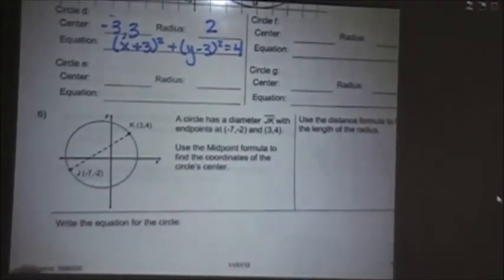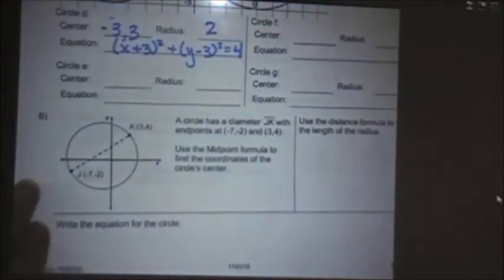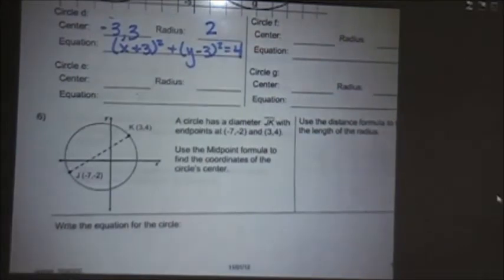When I get to problem number 6, they've given me a circle with a diameter of JK and the endpoints, but they didn't identify the center point for me. And it says use the midpoint formula to find the coordinates of the circle's center. One easy way to remember the midpoint formula is that it's just the average. The average of the x's and the average of the y's. Wouldn't that describe the middle?